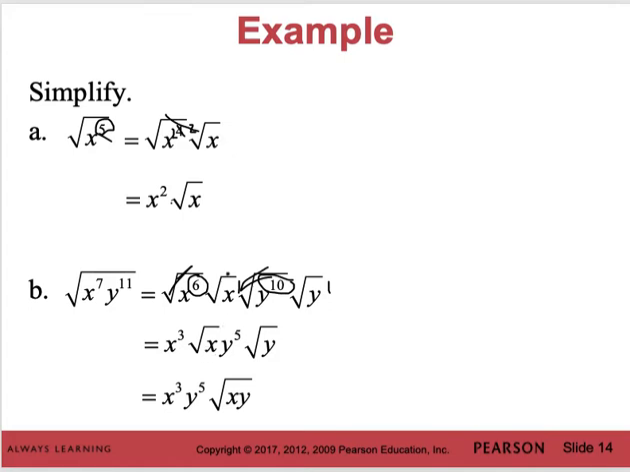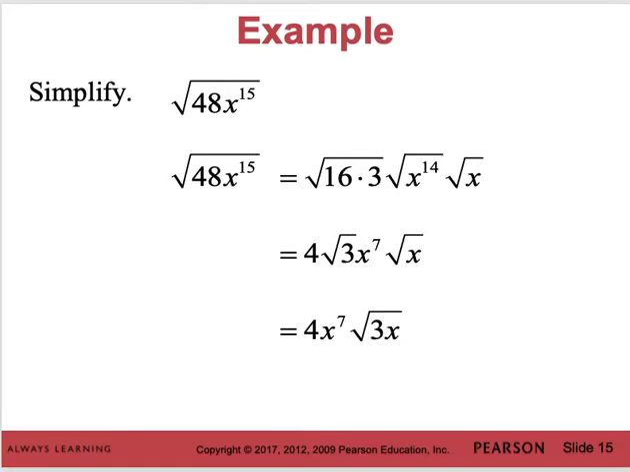X stays the same. We can't simplify this radical any further. And y stays the same as well. And since both of those are under our radical sign, we can combine them as x times y on the inside.